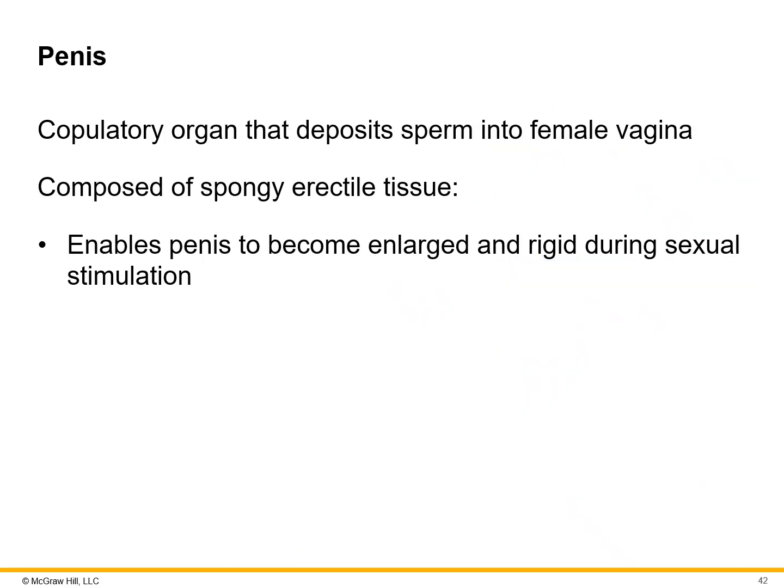So the penis is a copulatory organ whose main function besides urination is to deposit sperm into a female vagina. It is composed of spongy erectile tissue, and the reason is that it enables the penis to become enlarged and rigid during sexual stimulation.